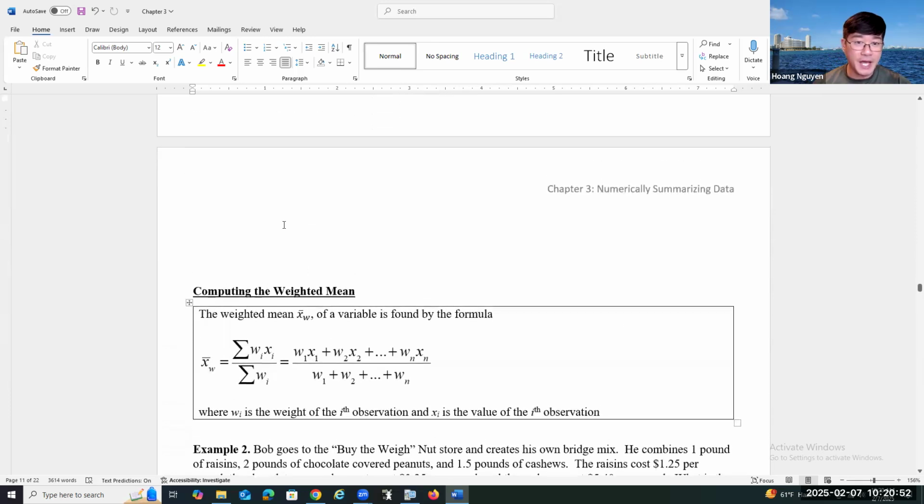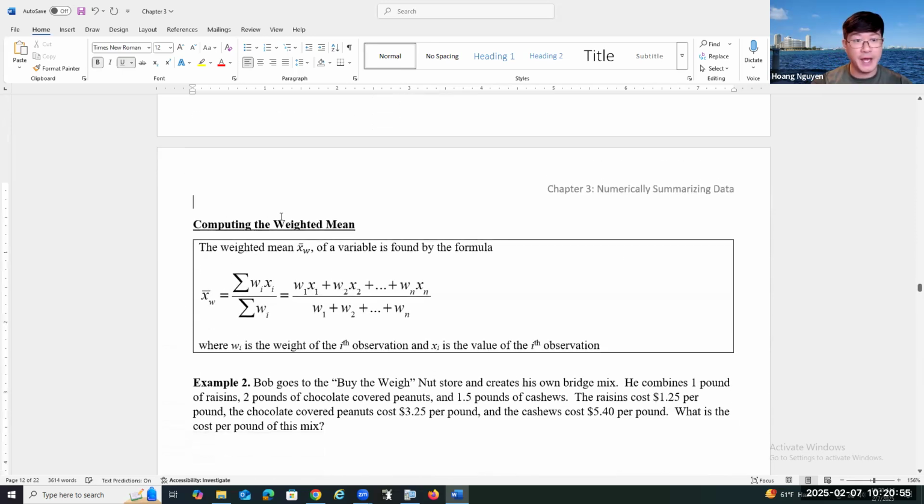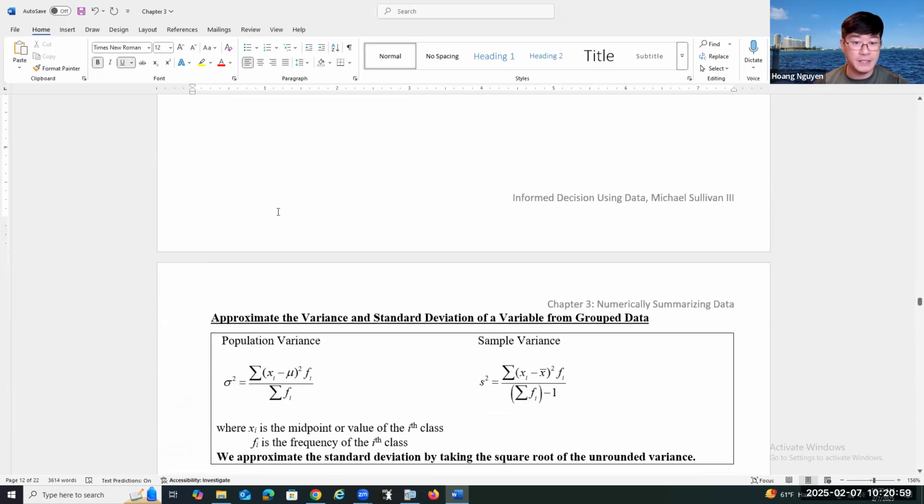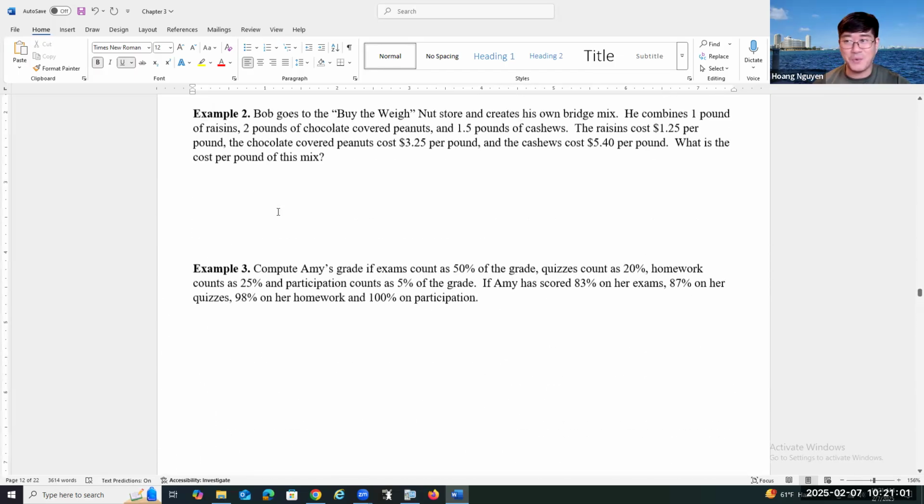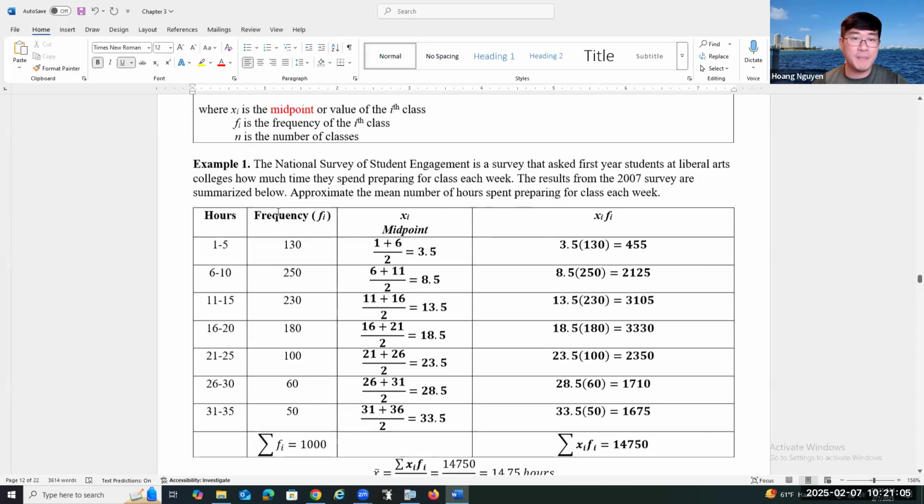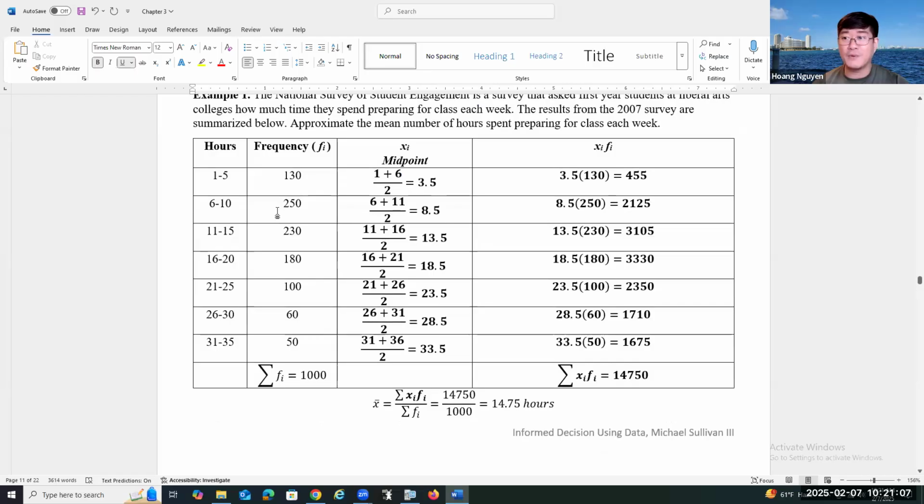I think we actually have a shortcut that we might use on the calculator that can help you approximate this mean also. Maybe not here. Okay, so I might show that in class later on. So we just talked about the calculation of the mean, approximating the mean from grouped data.